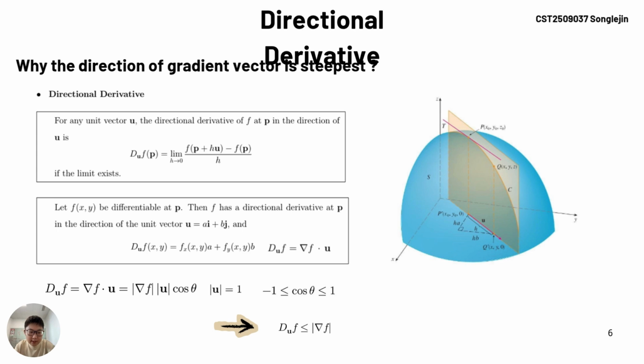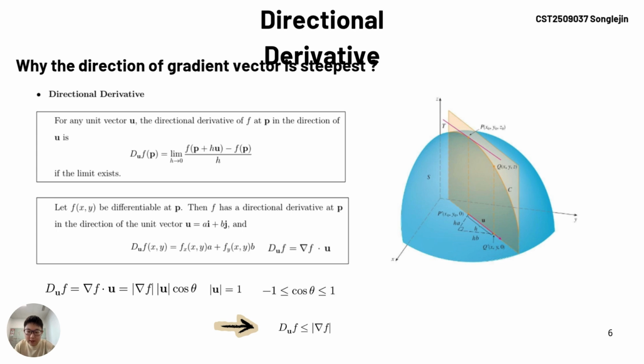And we can see the proof chain in this slide. The directional derivative is maximized when the direction vector is parallel to the gradient vector. That is, the maximum value is obtained in the gradient vector direction, and the magnitude of the gradient vector is the value of the steepest slope.